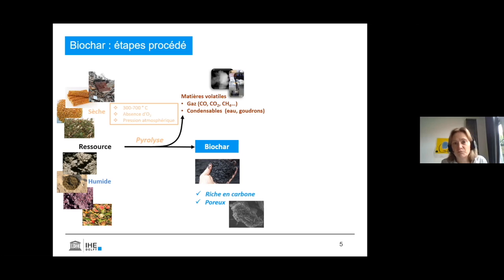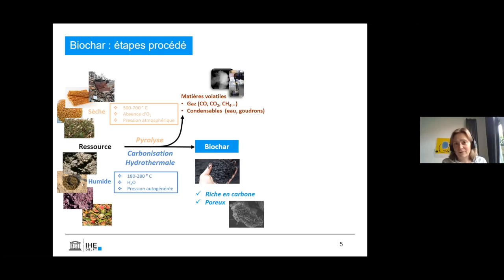For the wet, moist resource, more than 50% humidity, we do have a problem with pyrolysis, because we will purely use energy to heat up water, to evaporate water. So it's not very interesting. And there will be what is called hydrothermal carbonization. Well, it starts from hydro, that is, we use water, thermal, we use temperature.